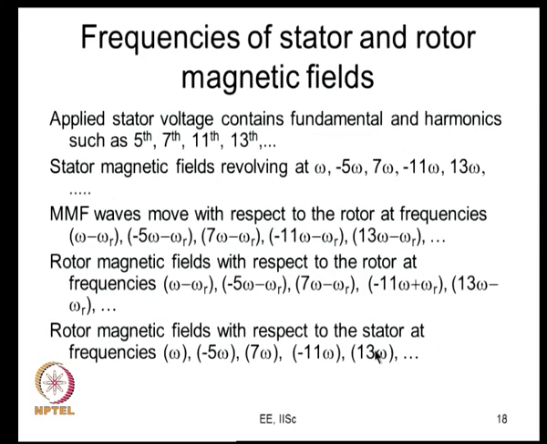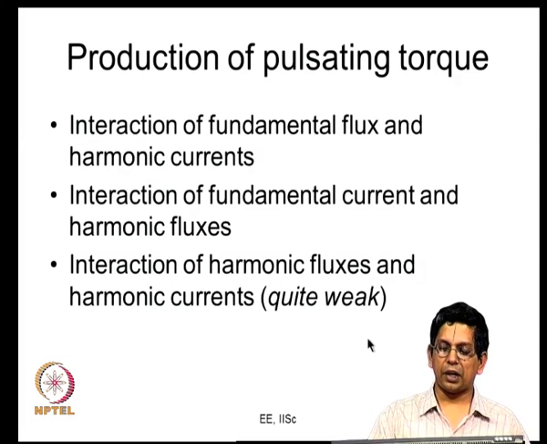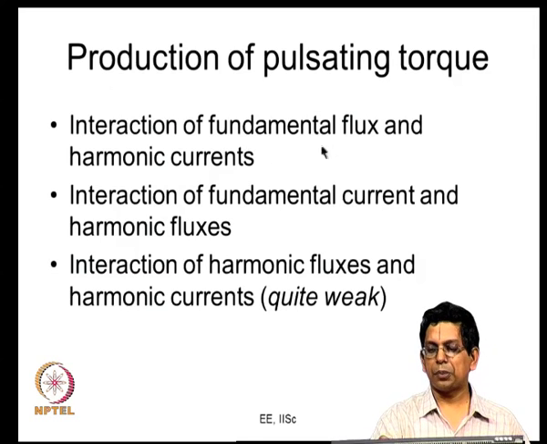So, you can say that these are magnetic fields and they do this, and this is how the pulsating torques are actually getting produced, alright. So, now there are two magnetic fields. How do you represent a magnetic field? You can probably represent it in terms of flux or in terms of current.